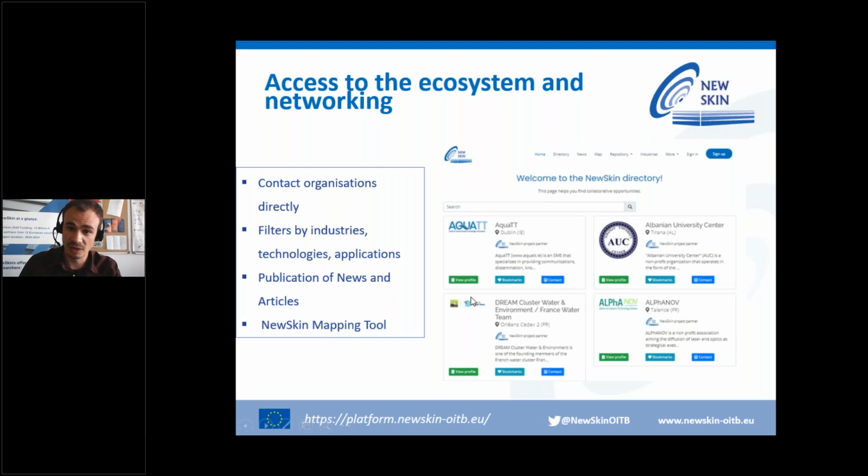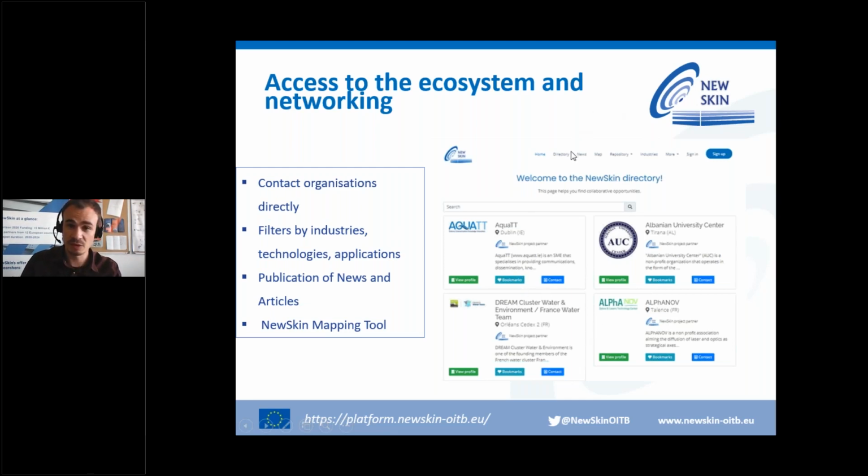So here you have a picture of the directory. In the directory, you have a list of all registered organizations on this platform. Here you can find four partners that are NewSkin project partners, but if you do some other research, you will also find organizations that are not NewSkin partners. And you can use filters to find specific partners by industry, technologies, or application.